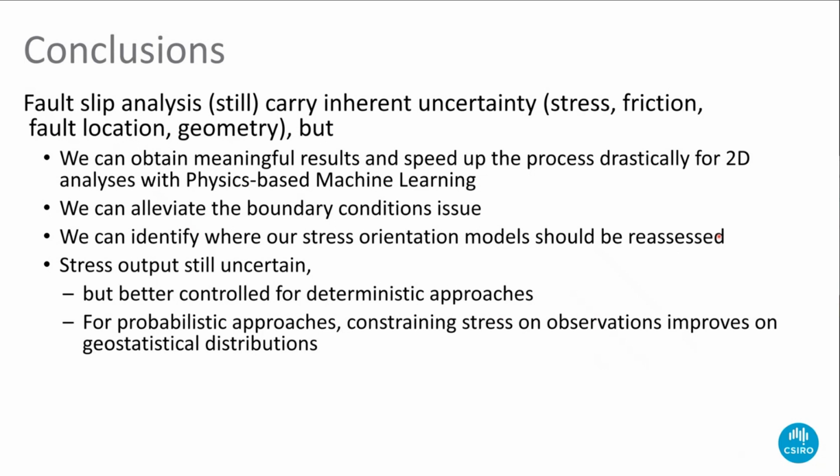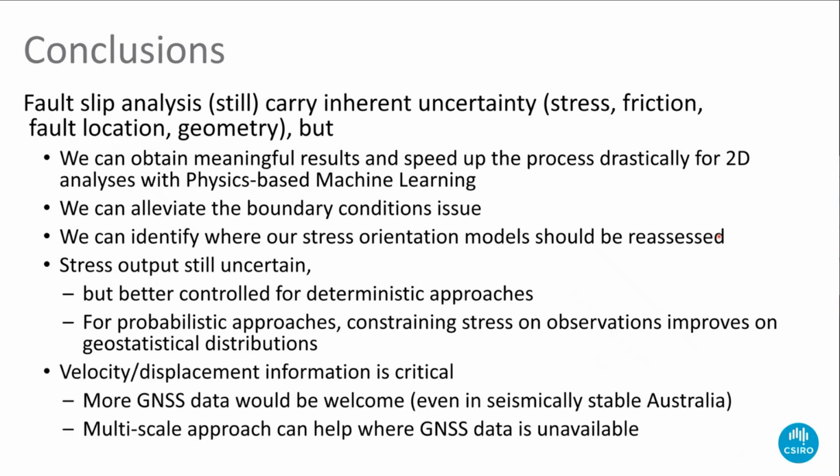And also for those who want to play the probabilistic game, okay, we can start playing the probabilistic game by constraining the observations and getting the results through this approach rather than using purely geostatistical distributions as is currently done. And I'll finish by saying that the velocities are really, really important. So it'd be fantastic to get more GNSS data, even though Australia is very seismically stable. But even if we don't, we can play this multi-scale game and still get some nice results.